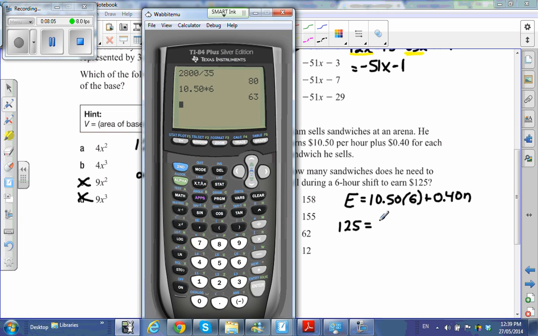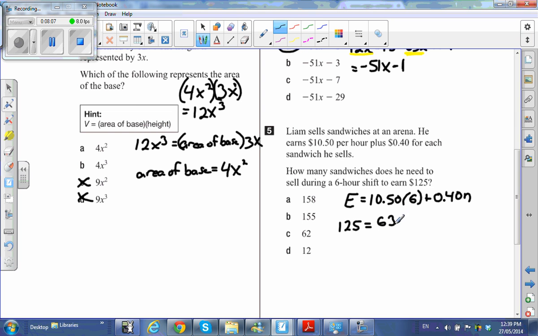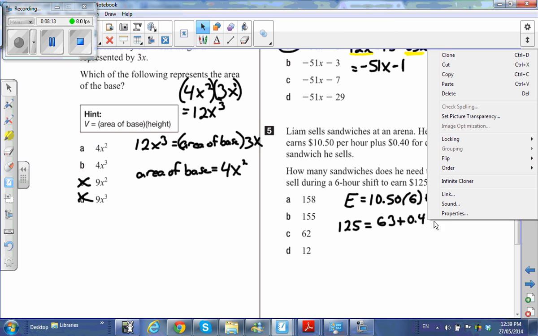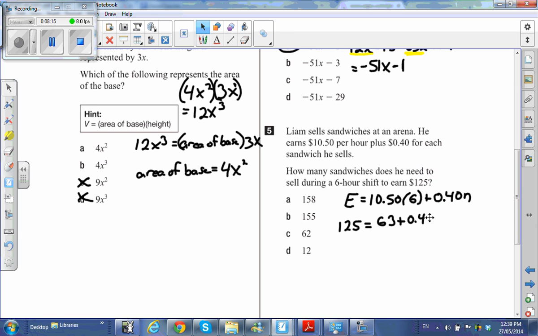So 63 plus 0.4n, or 40, oops. I'm not using my smartboard today, I'm using a tablet, so it's a little trickier for me to write, but hopefully the audio is a little bit better this way.